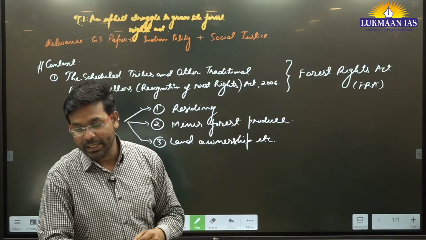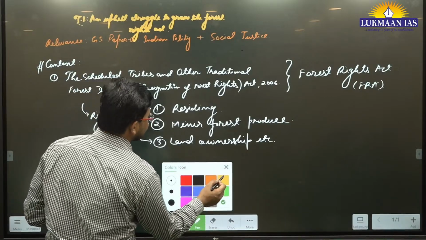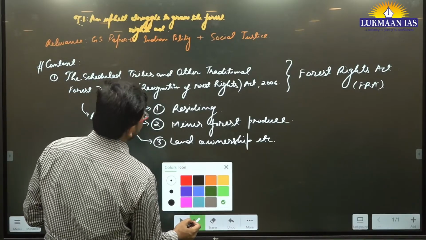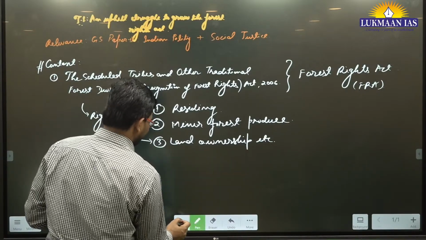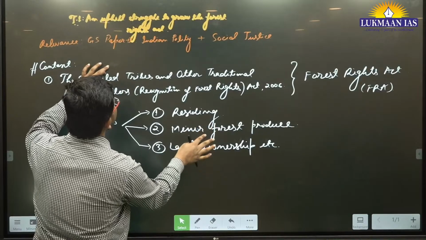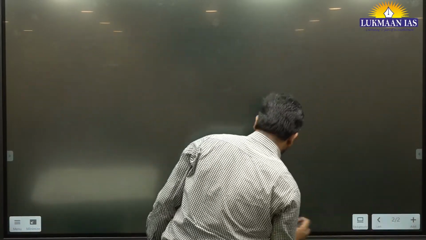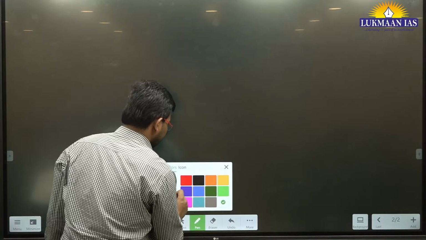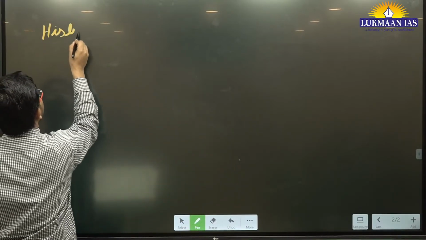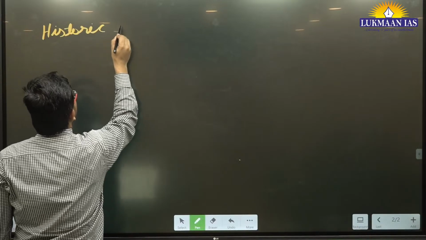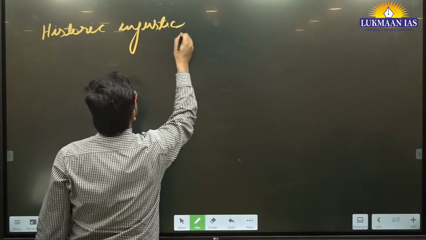In this article, the author has talked about historic injustice. The author has discussed a very important aspect related to this, which is called historic injustice. So we are going to discuss that. Let's quickly move to another tab and discuss what historic injustice has happened to these people.